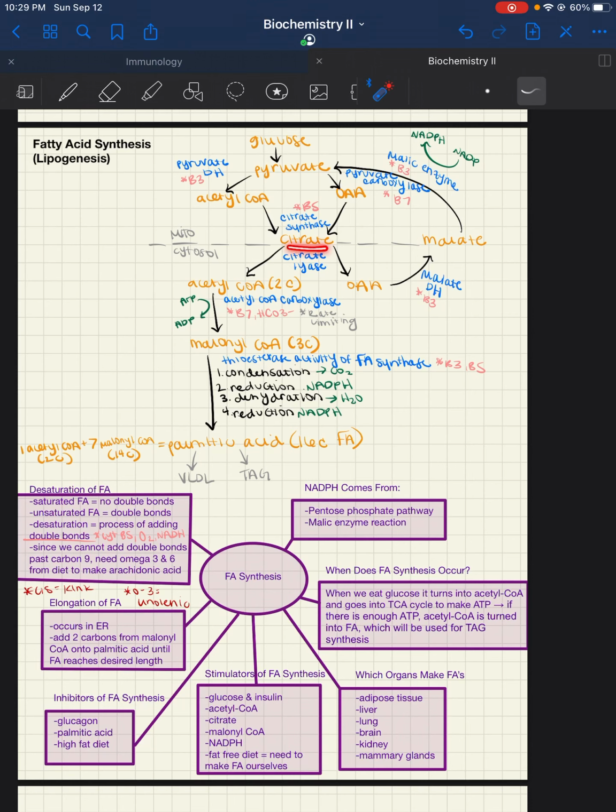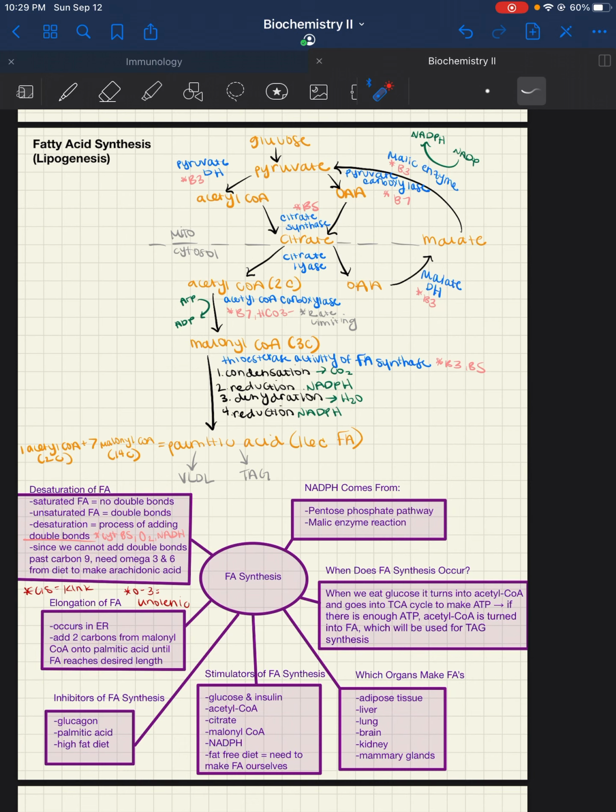Citrate synthase is what makes citrate. So citrate's going to move out of the mitochondria into the cytosol to do the rest. Citrate lyase is going to cut citrate back into acetyl-CoA and oxaloacetate.